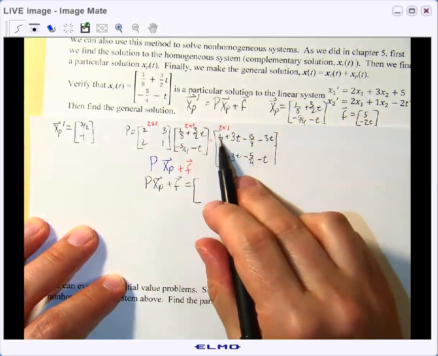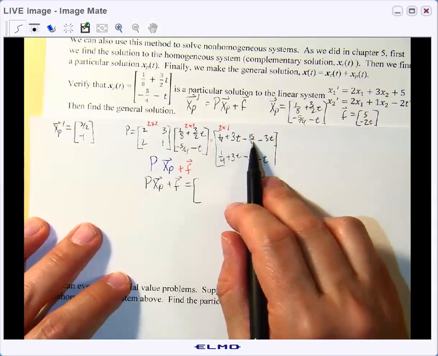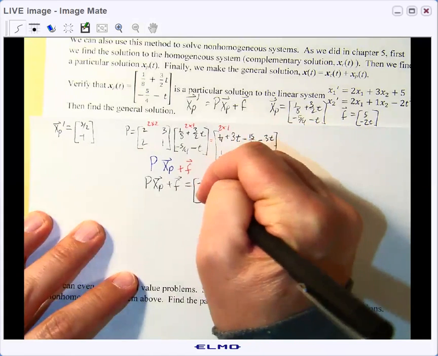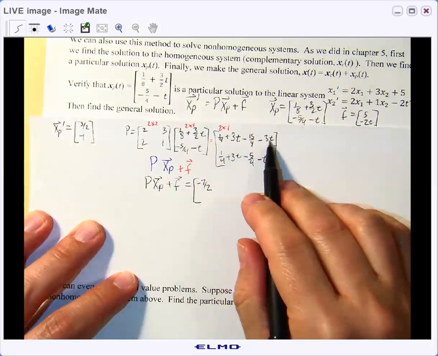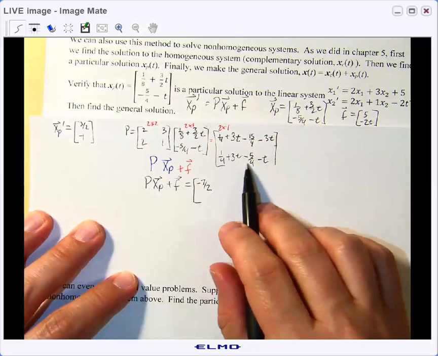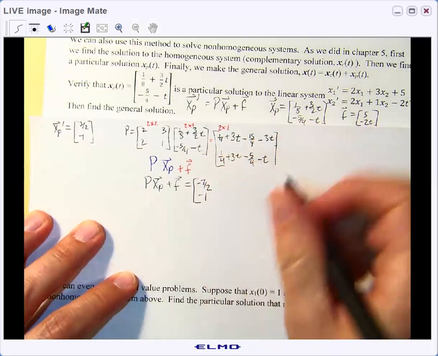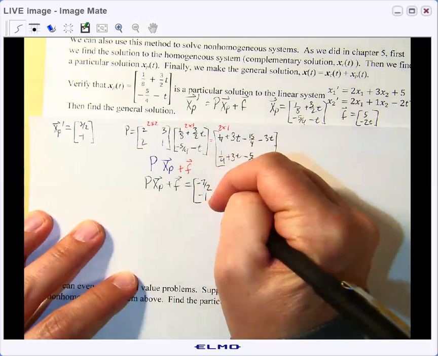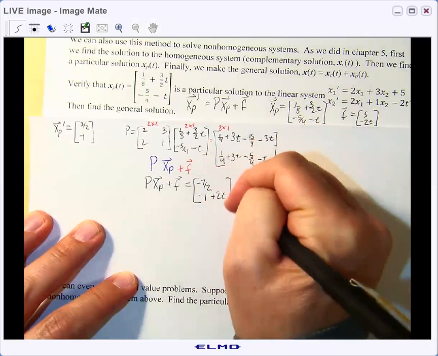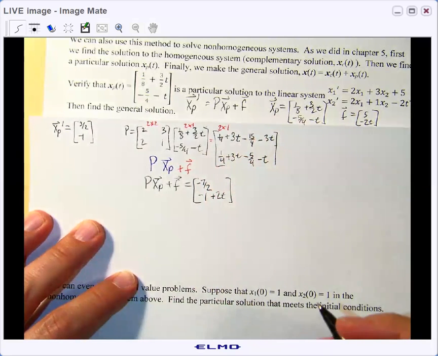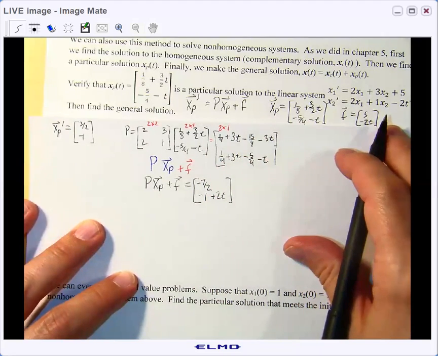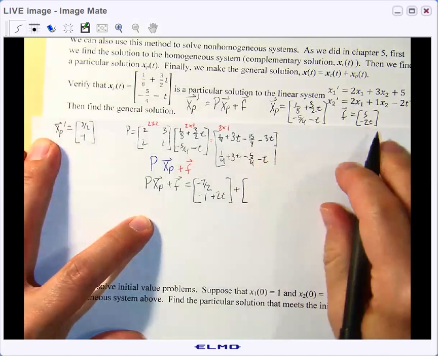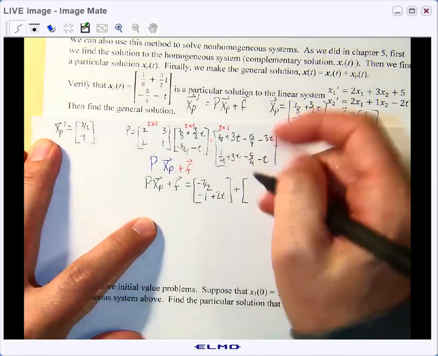Let's see, we've got 1/4 minus 15/4 is minus 14/4, or -7/2. And 3t minus 3t is 0. 1/4 minus 5/4 is -1. And 3t minus t is plus 2t. Okay. Now let's add our f vector, which, you remember, was 5 and -2t.